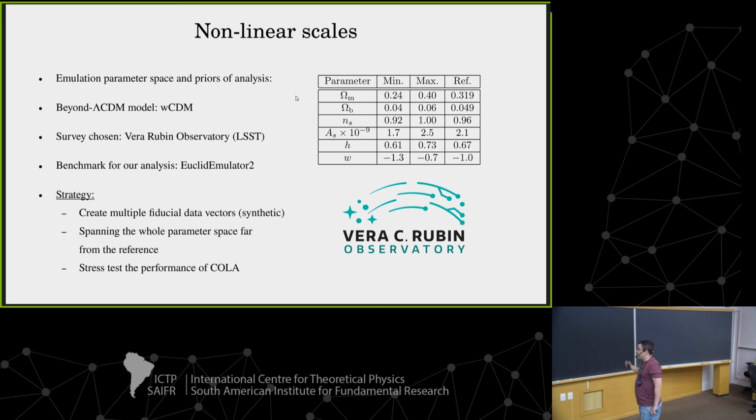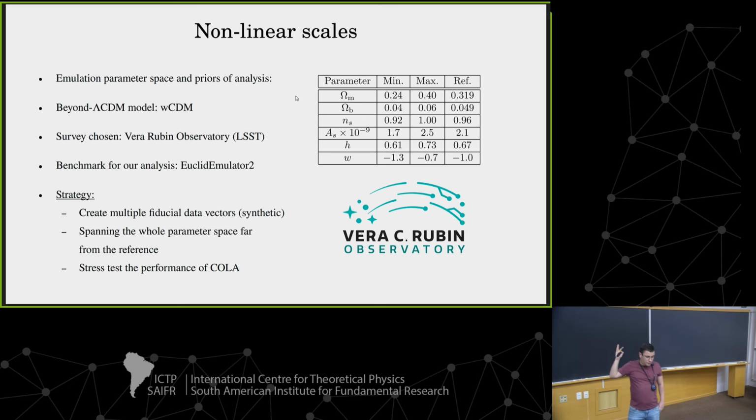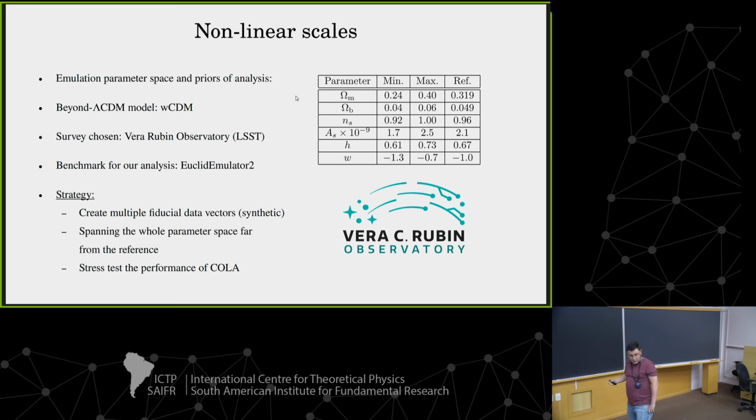Our strategy is to create multiple fiducial data vectors spanning a very broad parameter space and stress test the performance of COLA. The parameter space that we used was the Euclid Emulator 2 one, and the survey specification that we chose was the LSS Tier 1 design, okay? So there's going to be a new Euclid Emulator, Euclid Emulator 3. They're going to use the same resolution, maybe the same number of simulations, or a little bit more, but with a broader prior in the parameters, okay? This is going to help us in weak lensing.